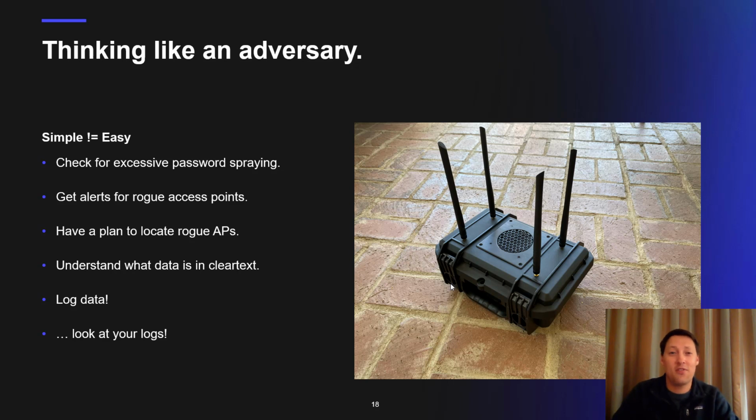If you were to just check for excessive password spraying, right? If you can see, hey, from our wireless controller, there's a bunch of users that are getting their password sprayed, or even through Office 365. Are you getting alerts when a rogue access point pops up? If your controller sends you a notification in the middle of the night saying there's a rogue access point out there, do you have a way to go find it, to track it down? Does your controller provide that capability? Is it something you need to add?